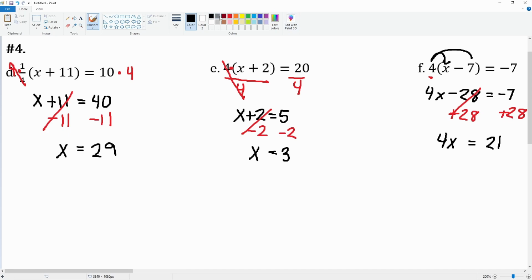21. Since there's a 4 in front, we can now divide by 4. The 4 over 4 cancels, leaving you with just an x is equal to 21 over 4. This cannot be simplified, so we can leave the answer as 21 over 4. This is question number 4, D to F.